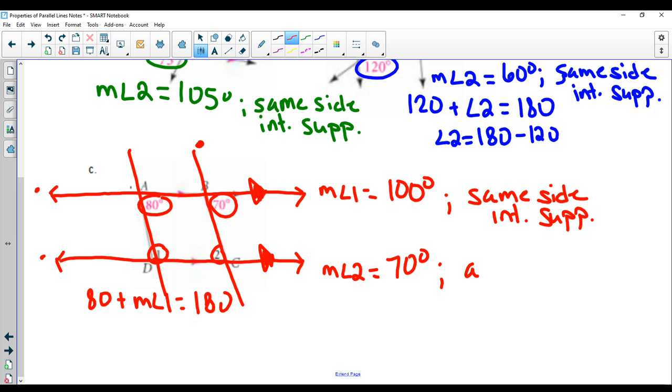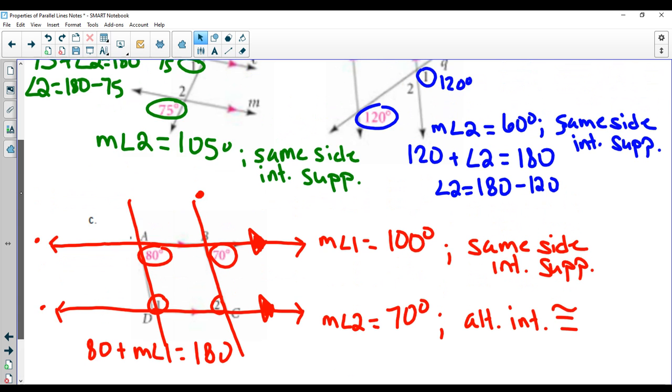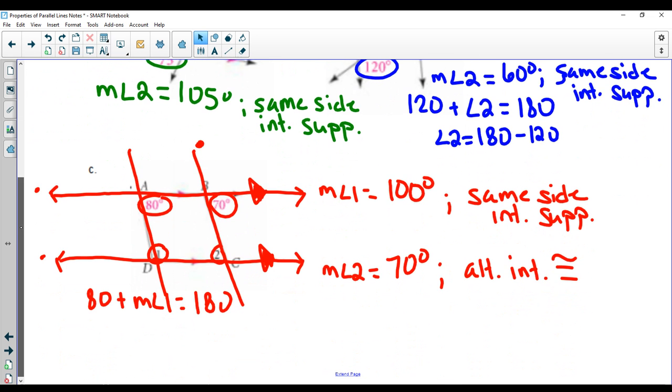How do we know that? Because we know that alternate interior angles are congruent. That's all there is to it. Okay? I think that's it.